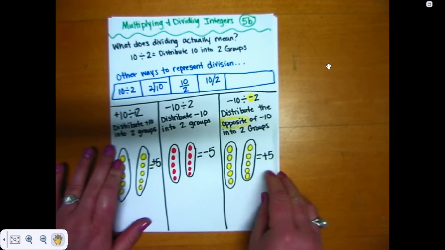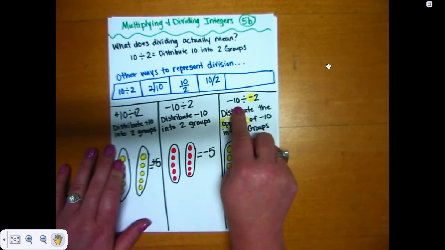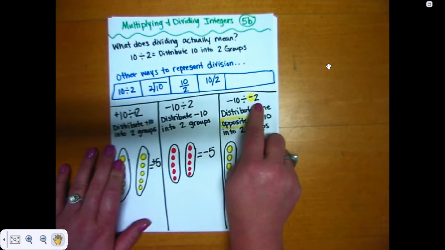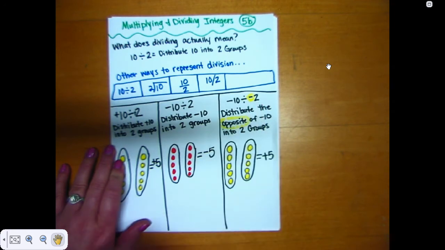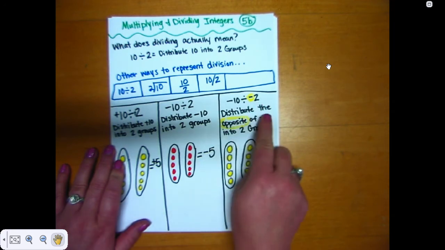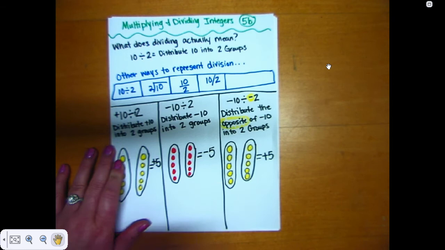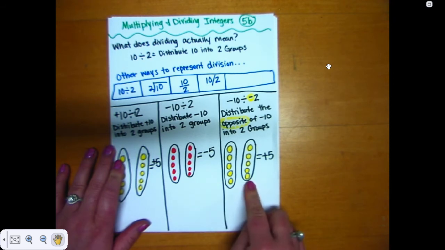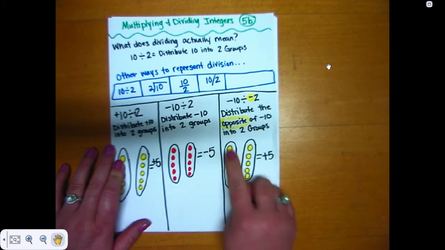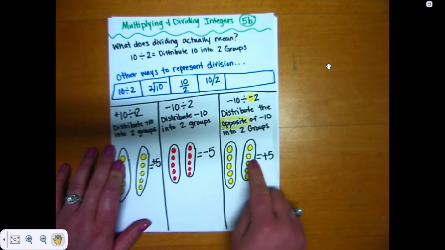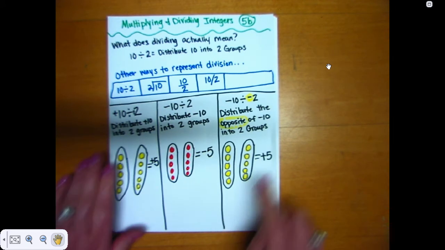So then we said, well, what does negative 10 divided by negative 2 mean? And we said, well, that means to distribute the opposite of negative 10 into two groups. So we drew our two groups, and the opposite of negative 10 was positive 10. And we distributed them into the two groups: 1, 2, 3, 4, 5, 6, 7, 8, 9, 10. And we got positive 5.